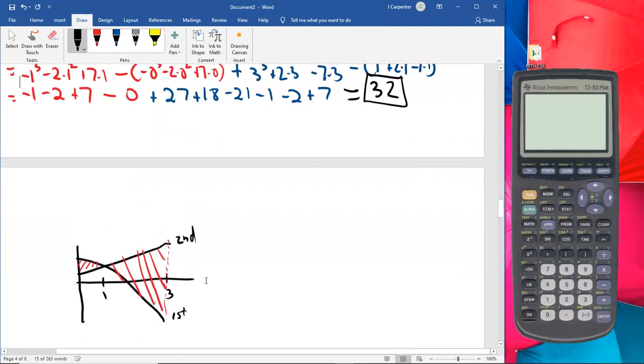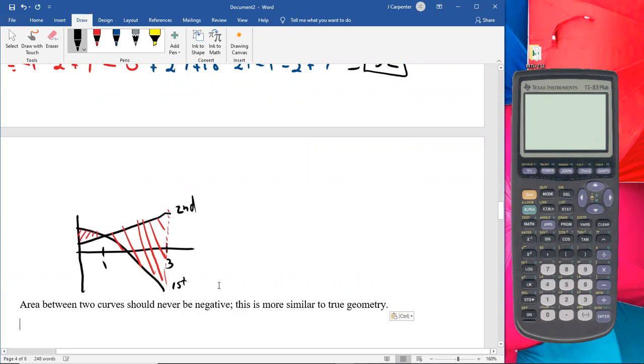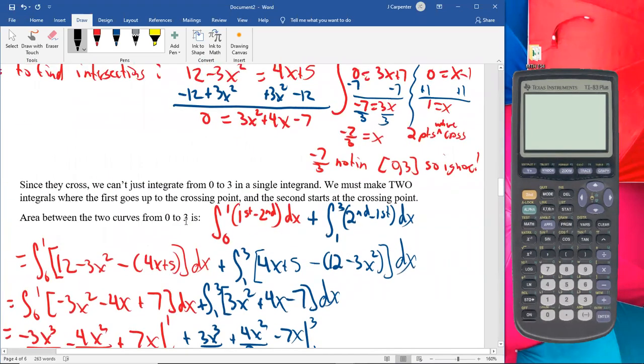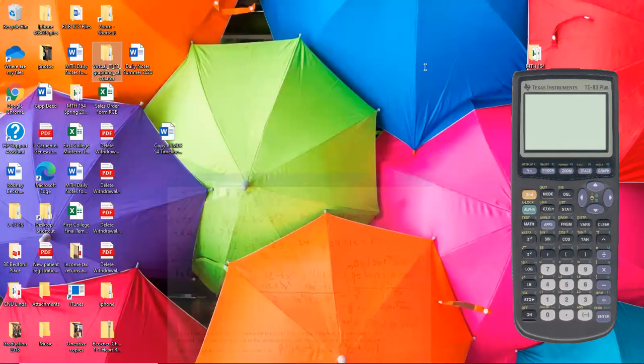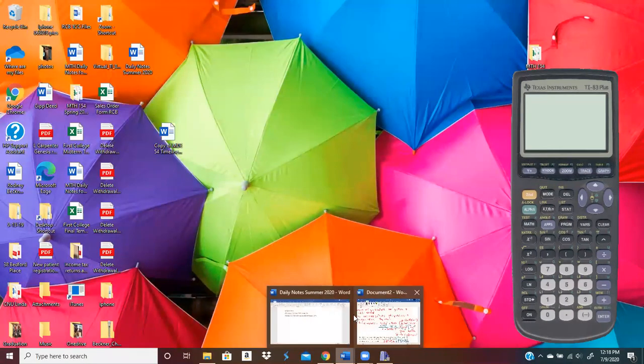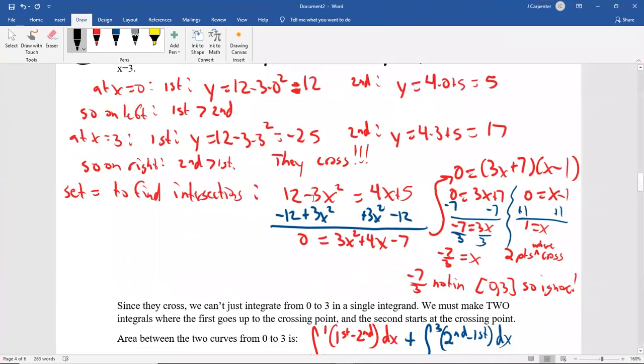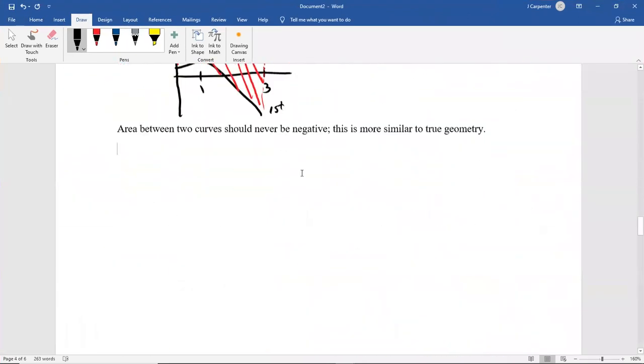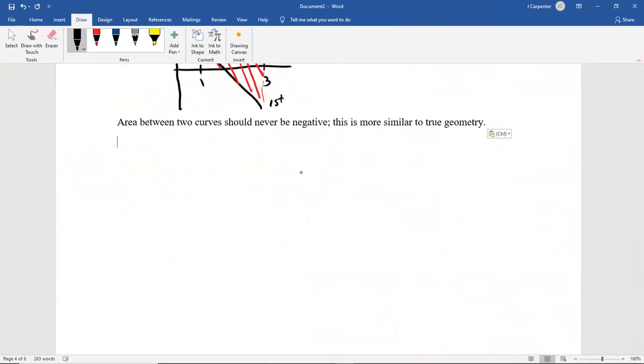I actually wish this was a little lower. Let's put it under the picture. There we go. All right, so that was example 3. Let's go to example 4.